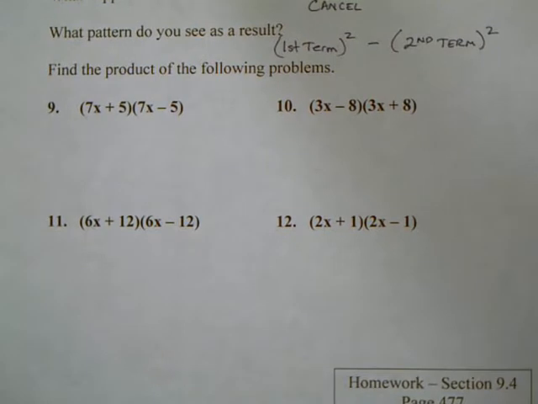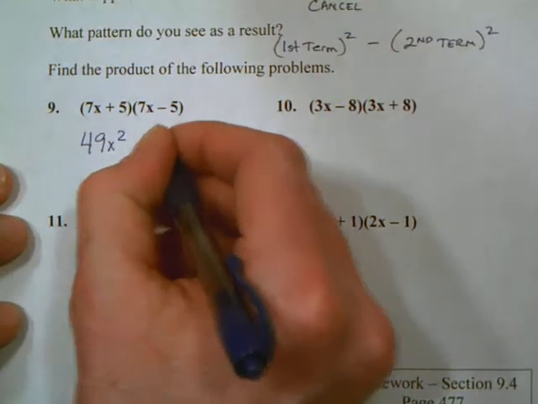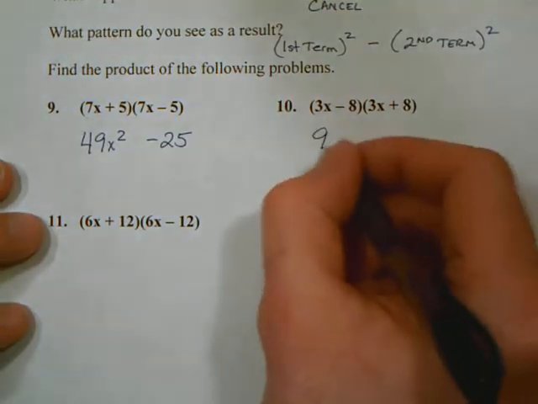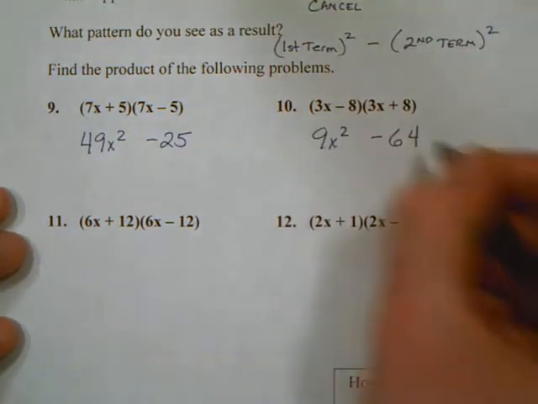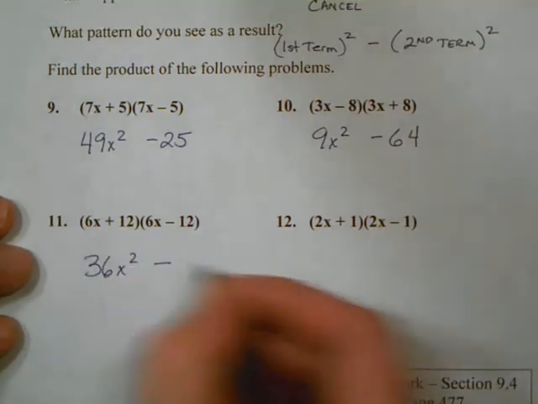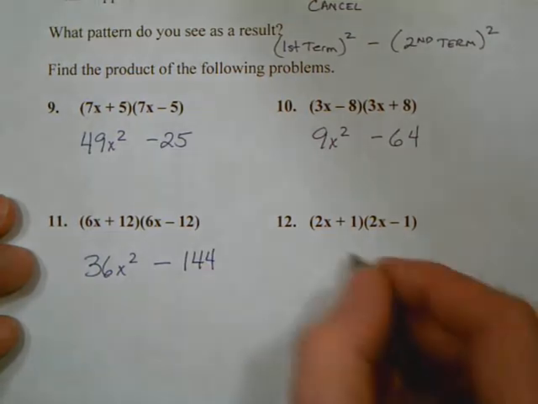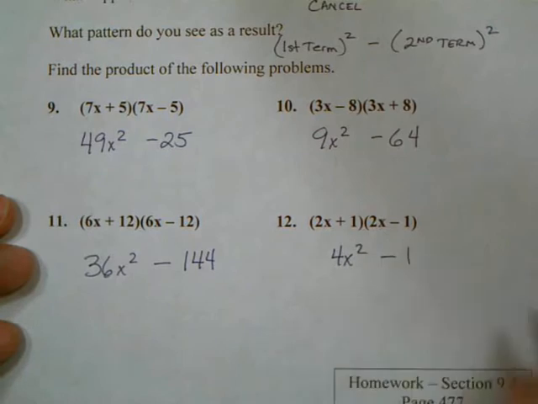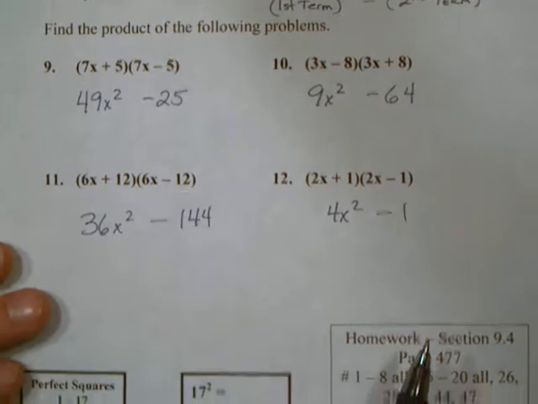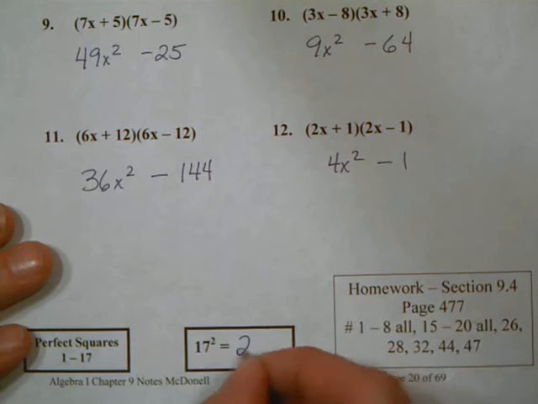7x plus 5, 7x minus 5. What's the answer? Let's jump right to it. 49x squared minus 25. The middle terms canceled out. Number 10, 9x squared minus 64. Number 11, 36x squared minus, do you remember what 12 squared is? 144. And our last one, 4x squared minus 1. If you recognize that they're conjugates, the difference of two squares are very quick problems.